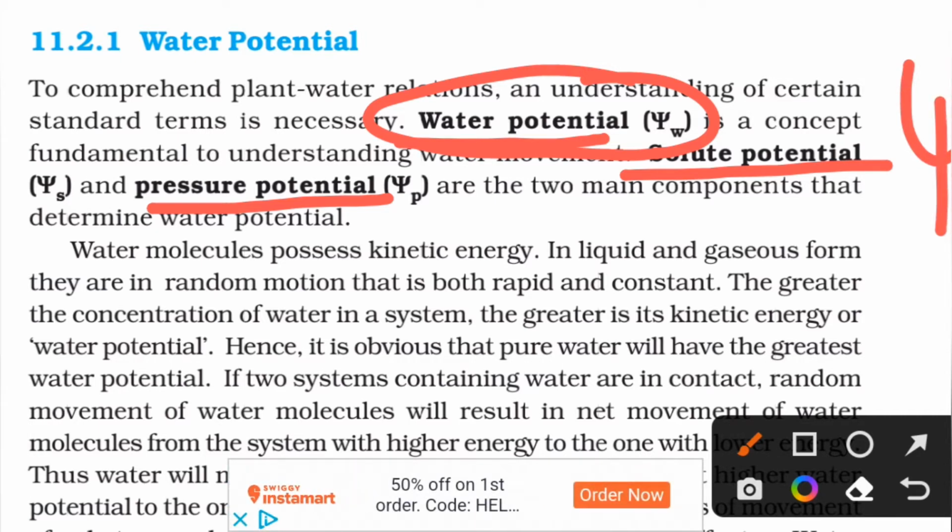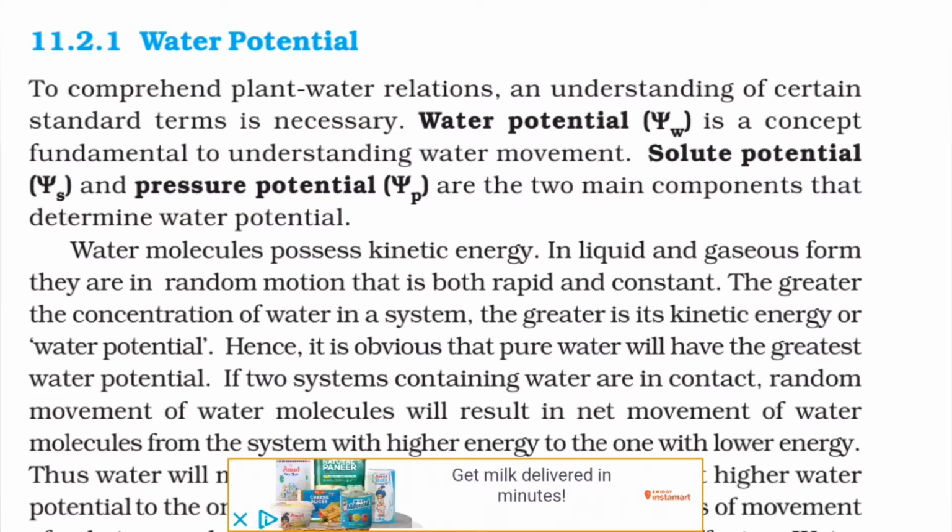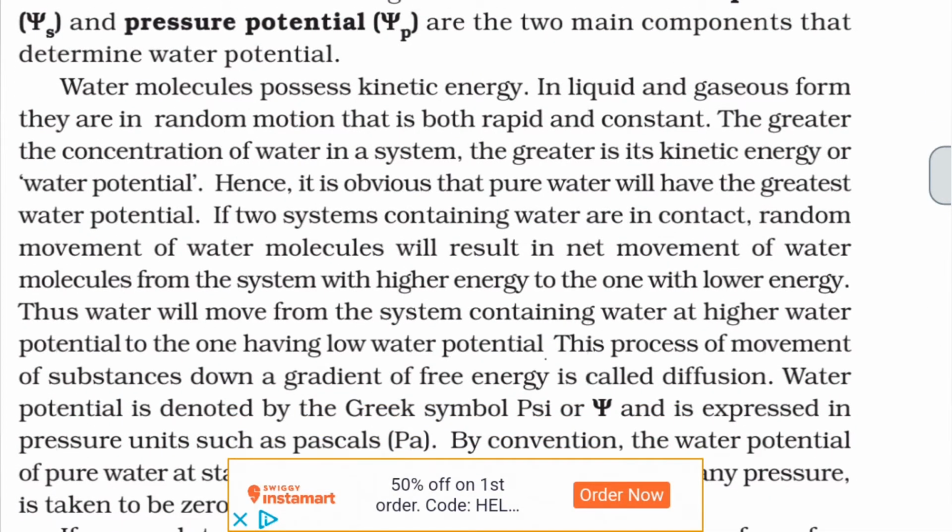What is water potential? Water potential is the measure of the tendency of water moving from one place to another, either by diffusion or by osmosis, right? When the water is moving, it needs energy. In liquids as well as in gaseous forms, water moves from one place to another in rapid, constant movement, right?